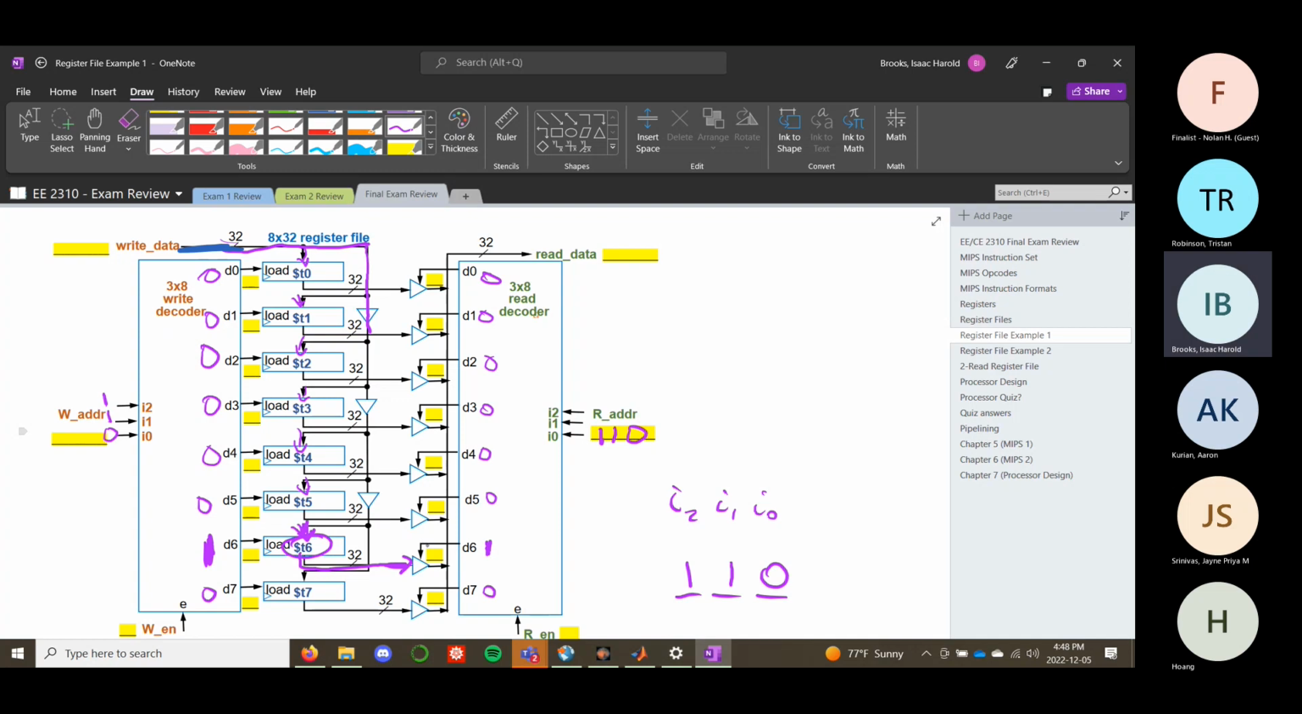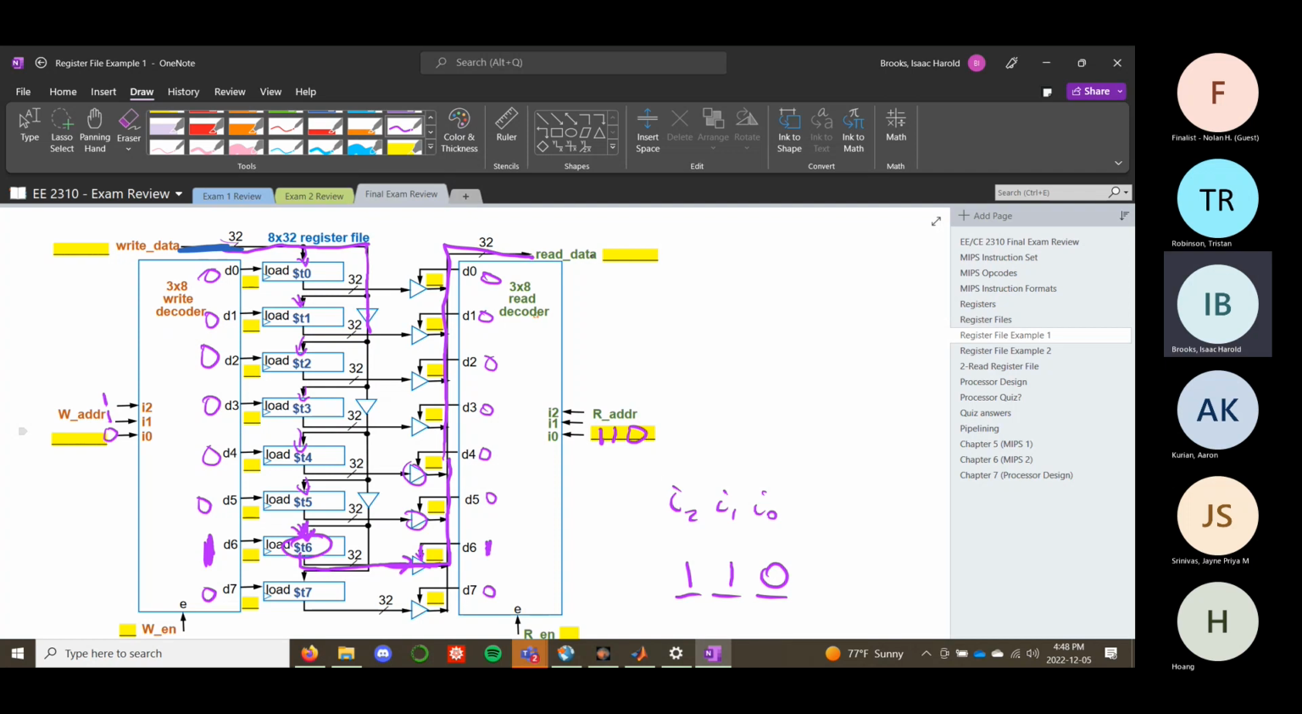That closes the switch in this buffer, so this 2022 can pass through to this line. All the other buffers are going to be open. So it comes out to the other side on the read data. So that's if we were to read it after we've already loaded it, so we wanted to access that 2022 again.